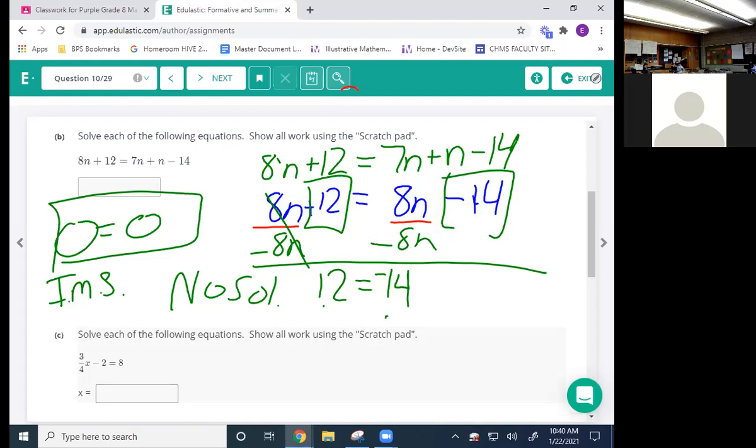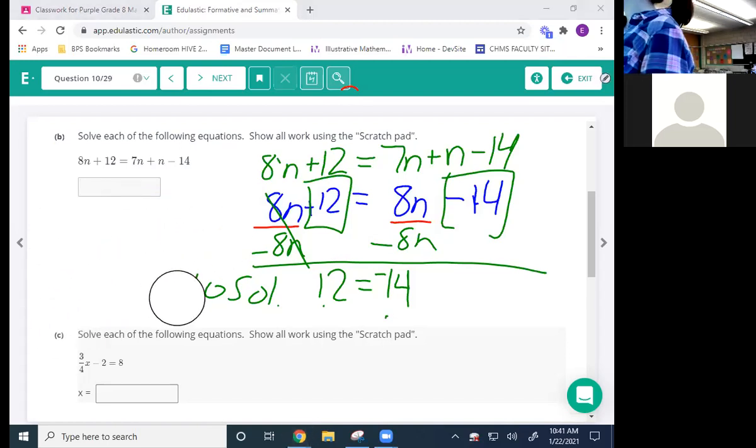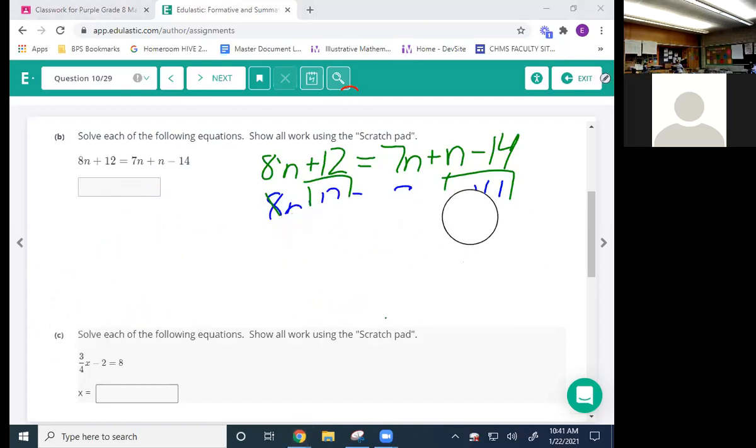A lot of people looked at that system and said, oh, hey, solved it, you got 0 equals 0, you put it in the coordinate pair as 0, 0. No, we want to designate it: 0 equals 0 means infinitely many solutions. Okay? Good. Now for C, what would I have to do for C to solve that one?